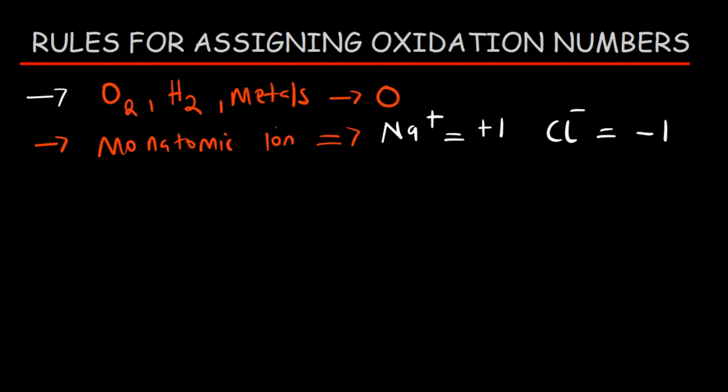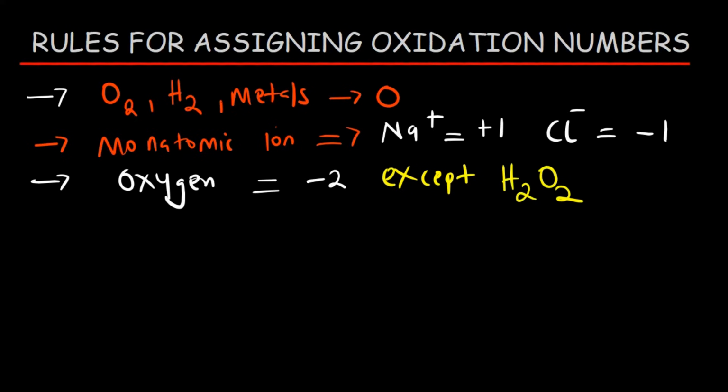Then what if we consider oxygen? Oxygen is usually minus 2, right? Except there's an exception here. If we're talking about peroxides, for example, hydrogen peroxide, H2O2, in such compounds, oxygen in peroxide is negative 1. Then if we're going to talk about hydrogen, we also just single out hydrogen.